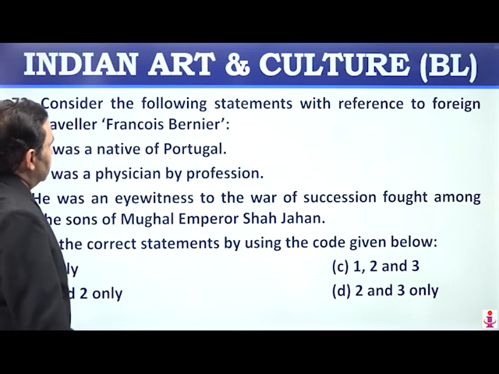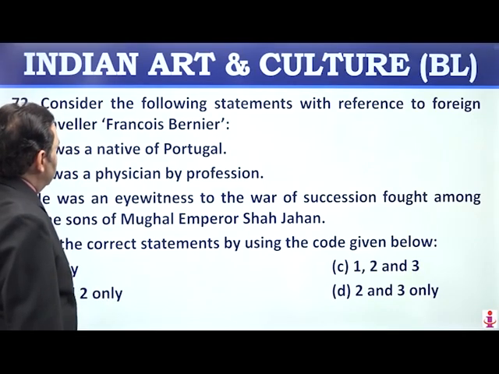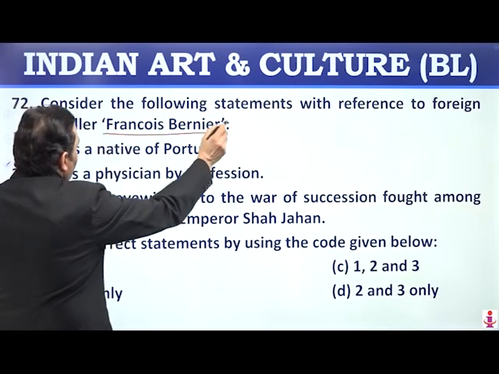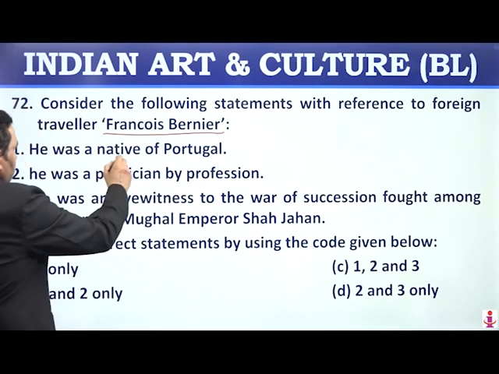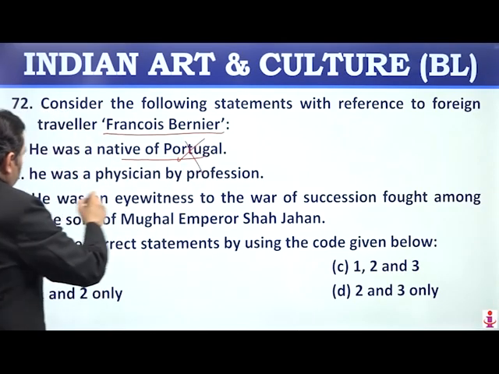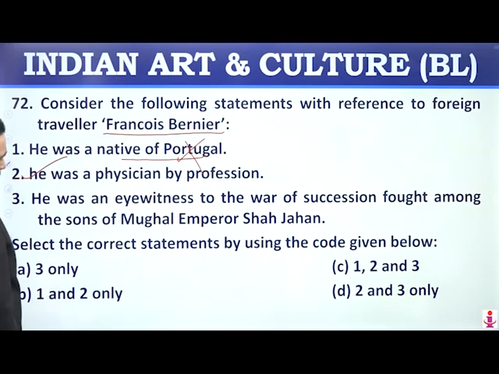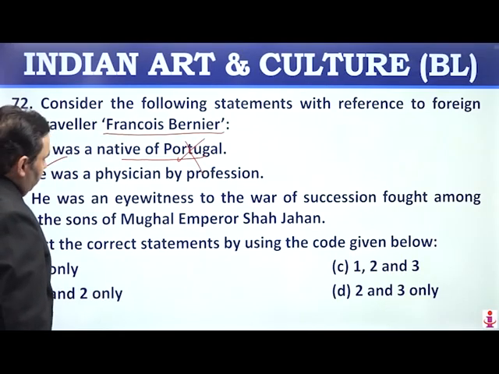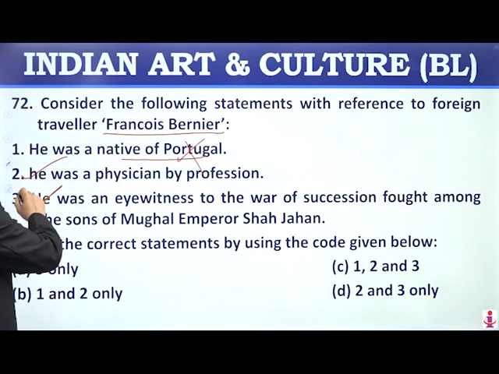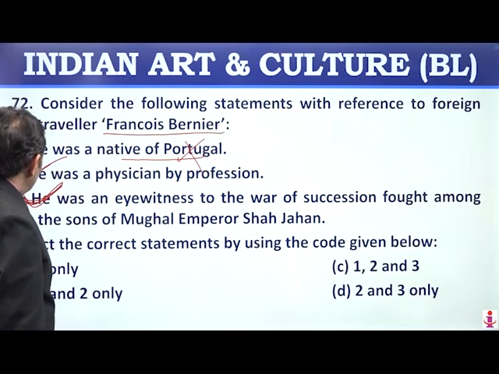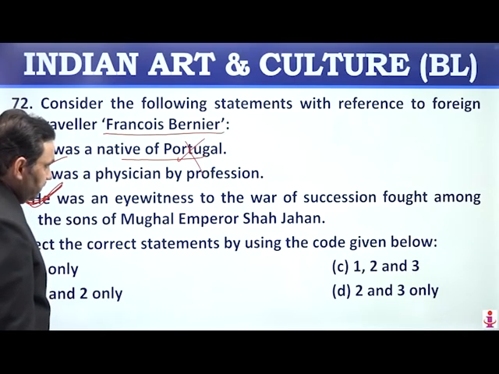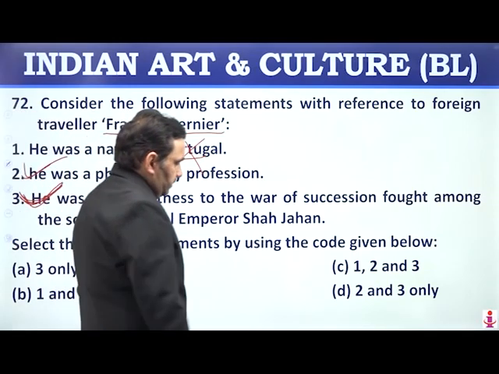72. Consider the following statements about Francois Bernier. Francois was a French traveler, not a native of Portugal, he was a French one. He was a physician, correct? He was an eyewitness to the war of succession fought among the sons of Shah Jahan, or among the brothers of Aurangzeb, correct? 72 is 2 and 3. 2 and 3, option is D.